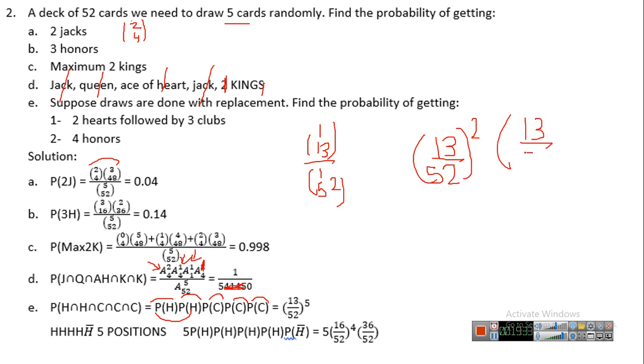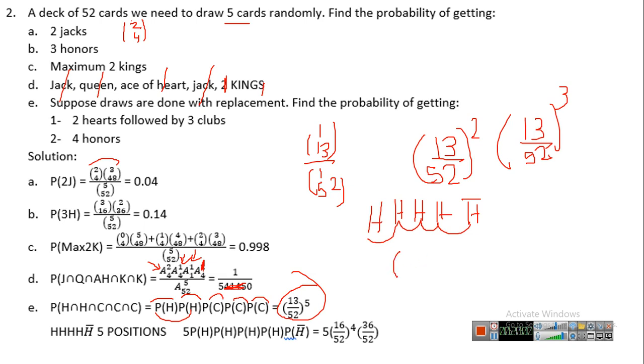13 over 52, three times, so it will be power 5. Suppose I want to pick 4 hearts and 1 not heart in any order. Suppose I said the first 4 are hearts, in this order, and then not heart. So here we say P of heart times P of heart times P of heart times P of heart times P of not heart. So it will be 13 over 52 power 5, because all are equal to the same.